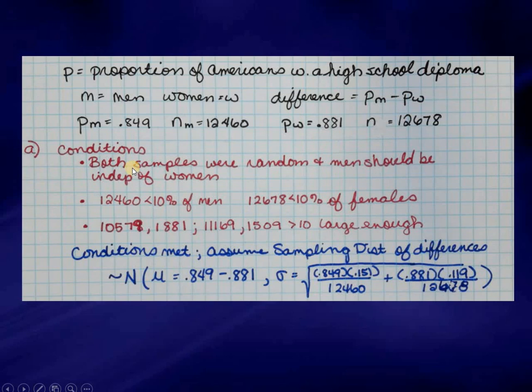So I've got my conditions. Both samples were random, and men should be independent of women. So boom, I've covered both independence within my group and between groups. 10%, and you notice here both of those are two different sample sizes, so I've listed those both. And I didn't show you my formulas, but I wrote down what NP, NQ, NP, NQ were for both groups. All of those numbers were bigger than 10, so it's large enough. My sampling distribution, you can see here, I said this is my order, men minus women, and there's my formula.